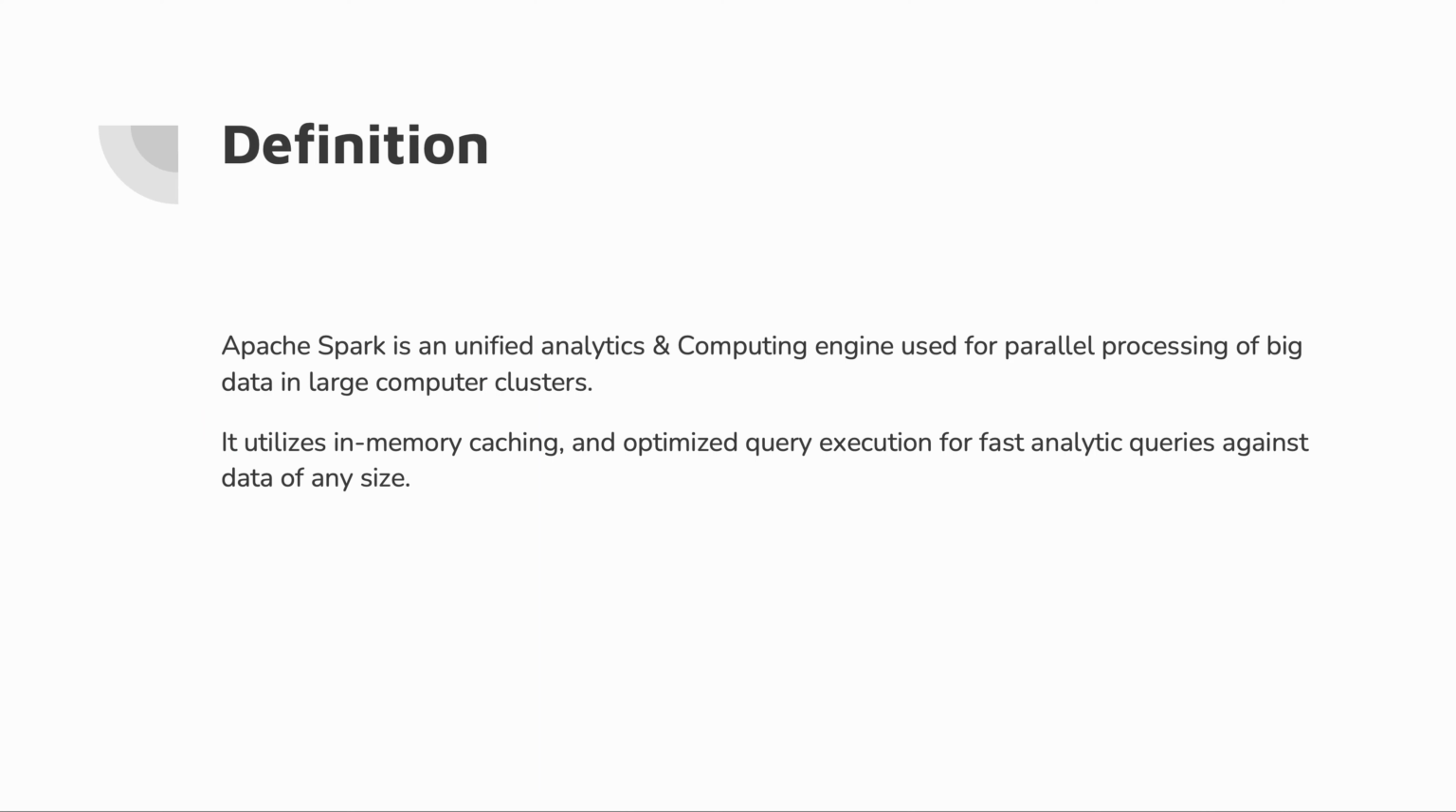Firstly, let's try to understand what Apache Spark is and how it is the best big data technology ever. Apache Spark is a unified analytics and computing engine used for parallel data processing of big data in large computer clusters. It utilizes in-memory caching and optimized query execution for fast analytic queries against data of huge sizes.